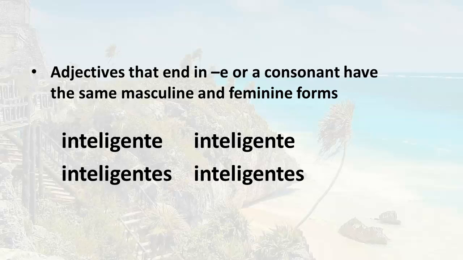Adjectives that end in E or another consonant have the same masculine and feminine forms. So we have just two forms. I like to call these two-form adjectives. So inteligente and inteligentes.